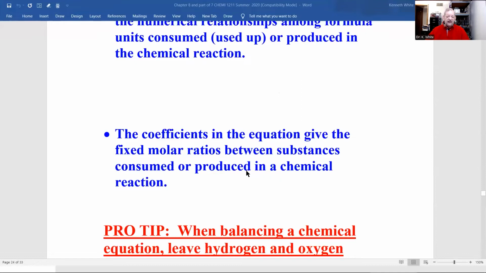Now, yesterday, we went through and I talked about how the coefficients, actually Monday, the coefficients in an equation give fixed molar ratio between the substances consumed and produced in a chemical reaction.